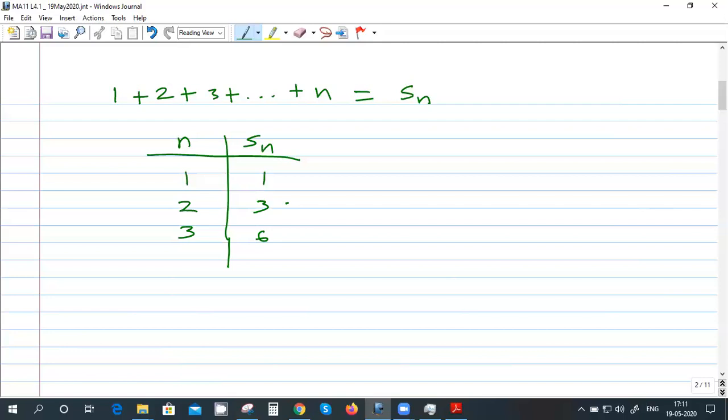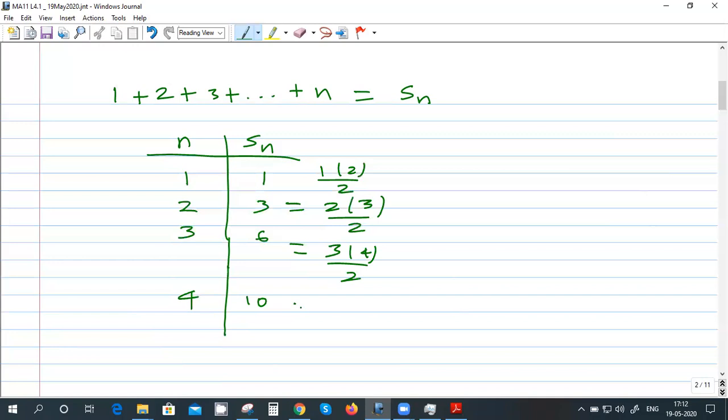So here, this 3 I can write as 2 into 3 divided by 2. This 6 I can write as 3 into 4 divided by 2. And this 1 I can write as 1 into 2 divided by 2. For n equal to 4, what is the sum? Sir, 4 into 5 divided by 2. Right now we have not got that formula, so to the previous one I have to add 4. So this I can write as 4 into 5 divided by 2.